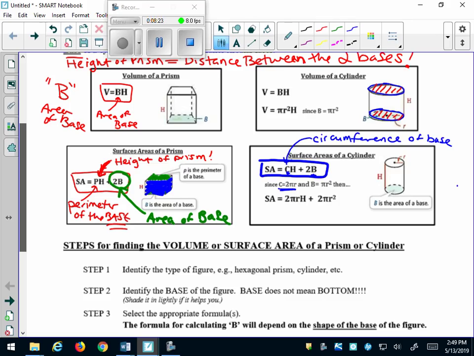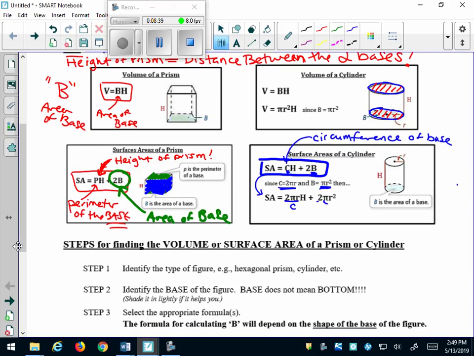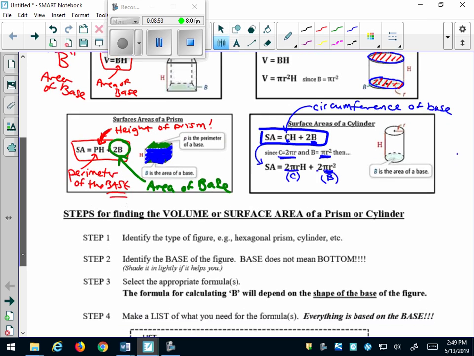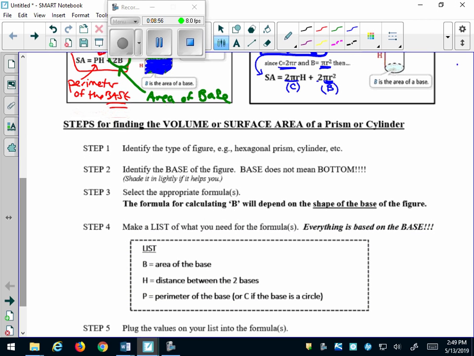And the area of a circle, capital B, in the case of a circle, is pi r squared. So we could rewrite this formula like this: SA equals 2 pi r, that's our C, times H, plus 2 pi r squared, that's our 2B, right? So it's the same thing. CH and 2 pi rh is the same thing. 2B and 2 pi r squared is the same thing. Okay? You might see them written both ways.